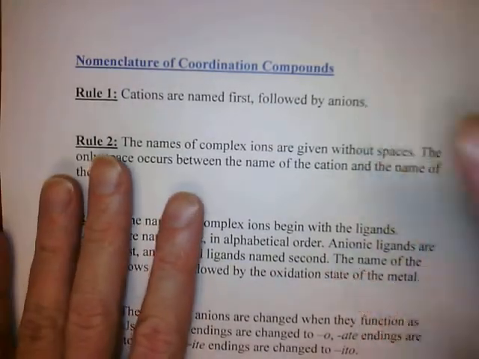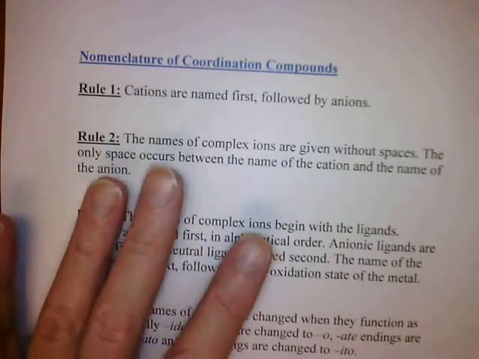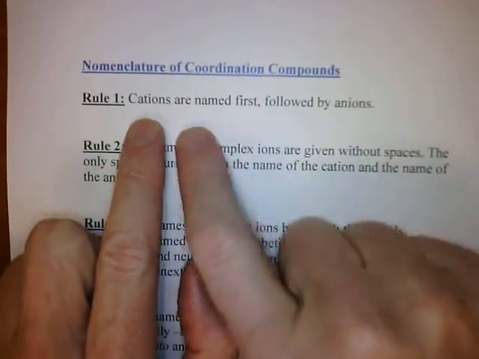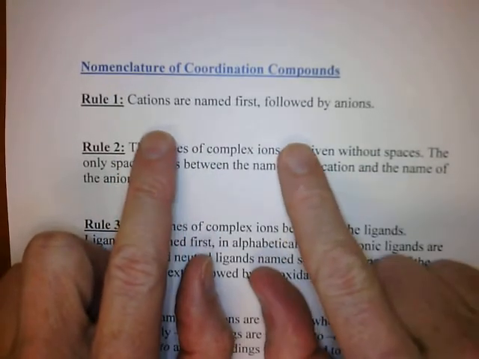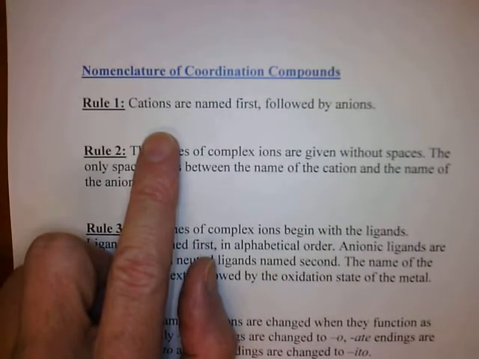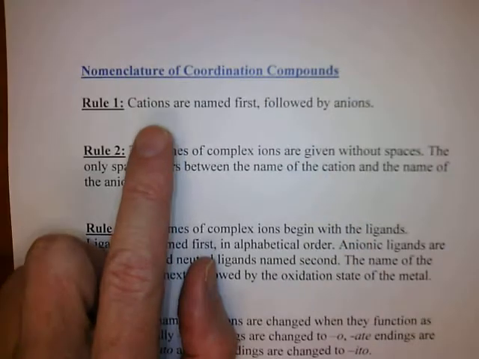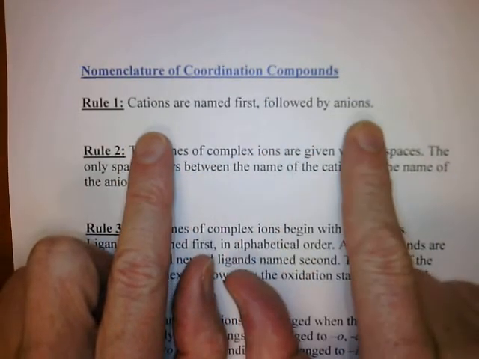So we've got quite a few rules to go through here before we can get to some examples. So first of all, you name cations first and anions second, right? That's just like we do with ionic compounds. So for example, NaCl, you call it sodium chloride. You don't call it chloride sodium. You don't put the anion first. You put the cation first in the name and in the formula. So cations are first, followed by anions.